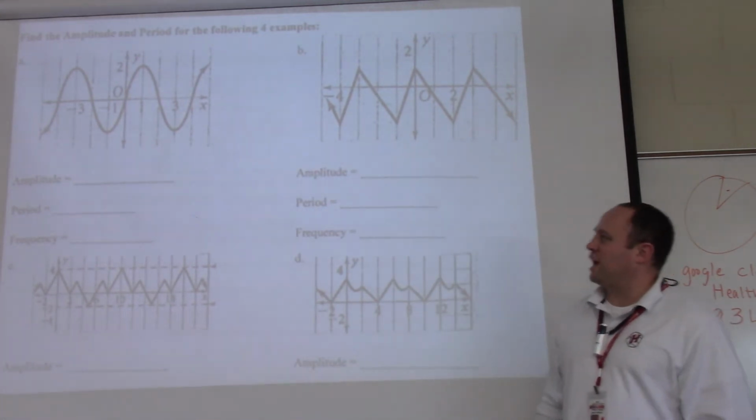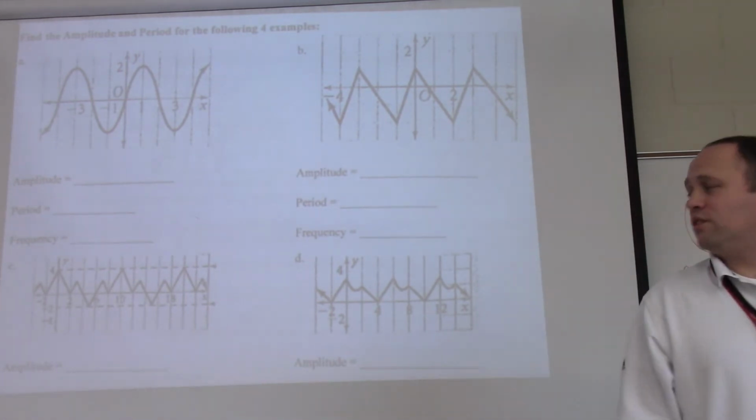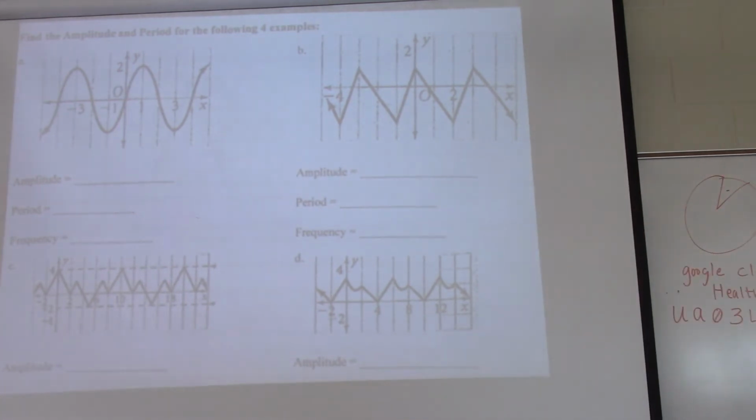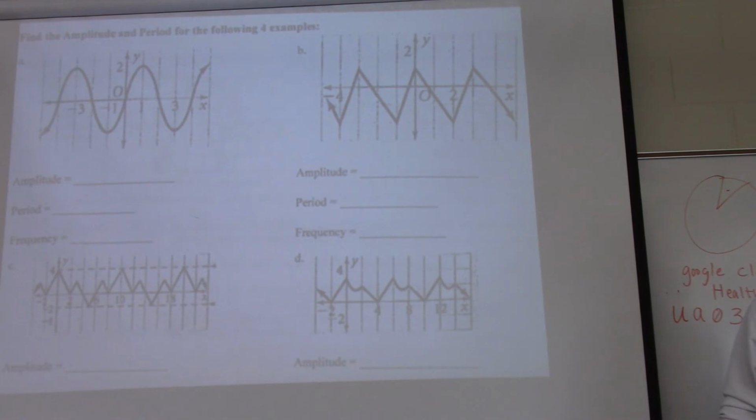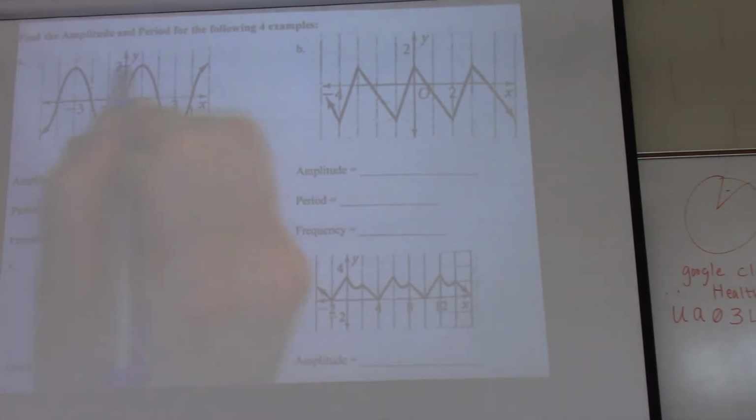Can anybody tell me the amplitude on that first graph? 2. Why? You're right, the answer is 2. You don't know how to say it. Anybody know how to say it? The amplitude measures, go ahead Tori, what do you think? Amplitude measures height and up 2 on the y. Yep. That would be 2. Oh, and it's down 2.